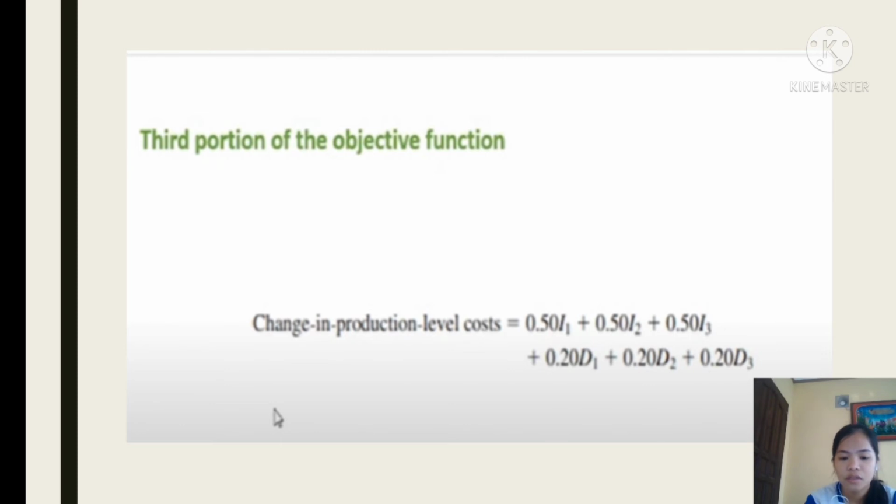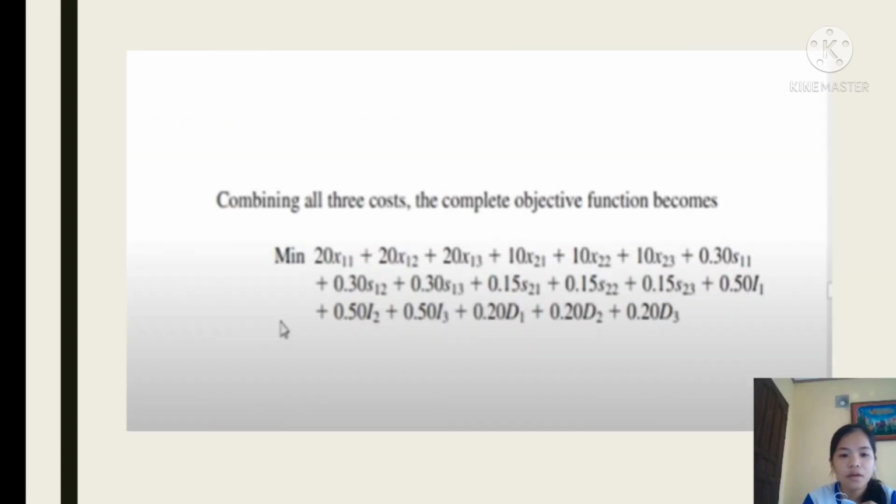Note that the cost associated with changes in production level is a function of the change in the total number of units produced in a month compared to the total number of units produced in the previous month. In other production scheduling applications, production level might be measured in terms of machine hours or labor hours required rather than in terms of number of units produced. Combining all three costs, the complete objective function becomes as follows.